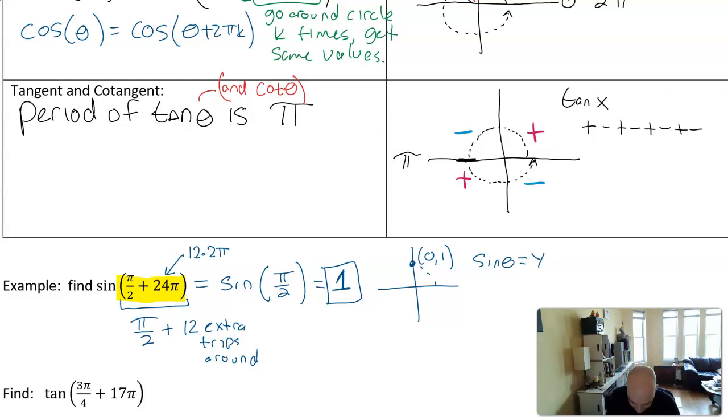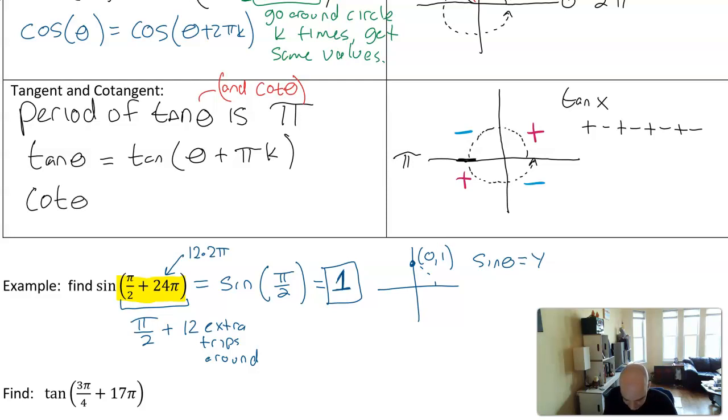So for tangent and cotangent, there is a slightly different periodic identity. We write that the tangent of theta is equal to the tangent of theta plus pi k. That is, we only need to go half a trip around the circle to get back to the same value of tangent that we had before. And cotangent of theta is cotangent of theta plus just pi k.